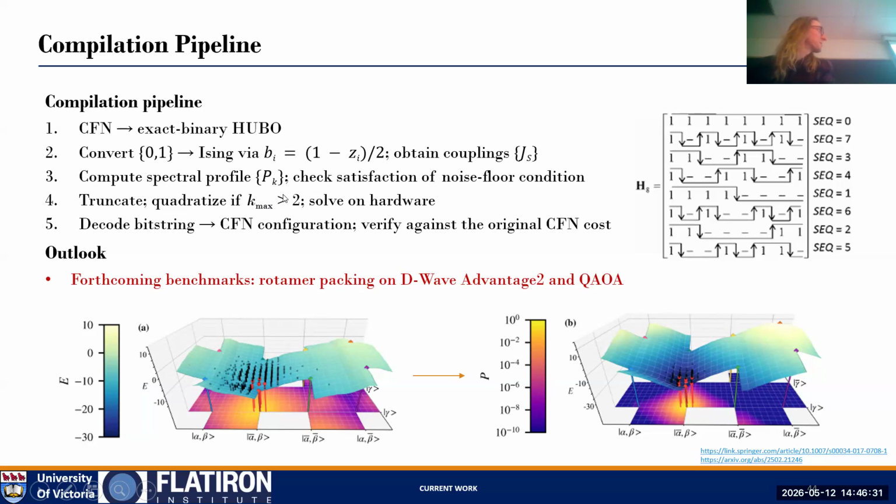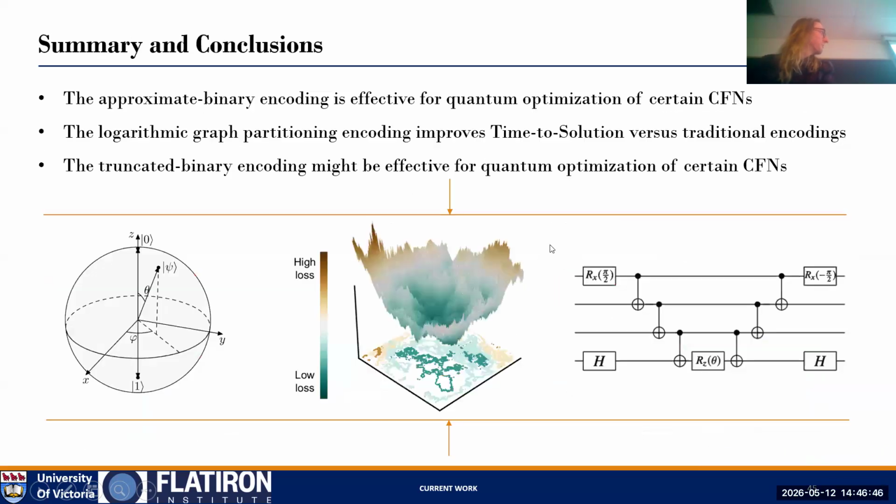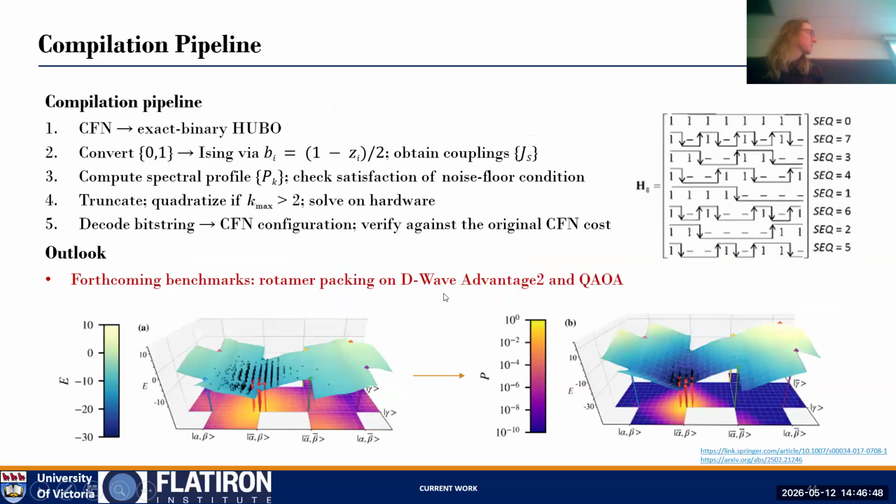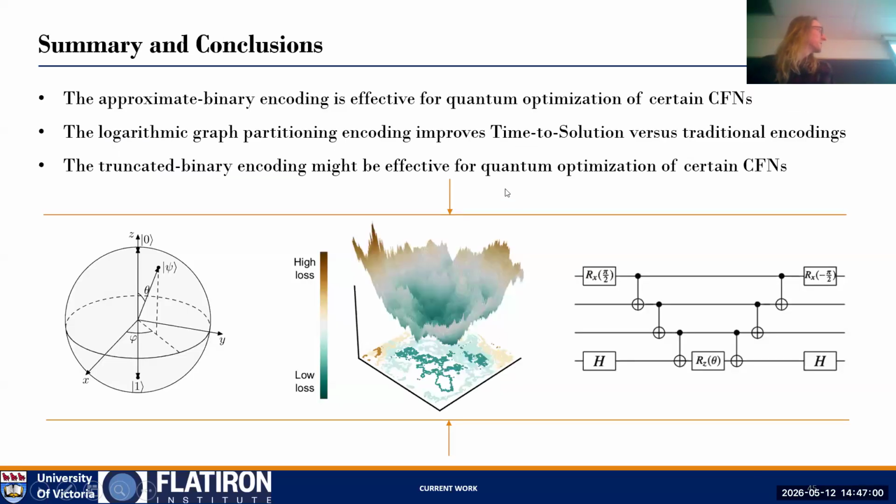If it happens to be larger than 2, we can truncate at that k max, whatever it is, and then quadratize. So even though we're not using the information theoretic minimum number of bits or qubits, we can still reduce the number and then solve on hardware. The idea is that we're taking a more rugged cost function landscape and smoothing it while still preserving the global basins. I borrowed this figure from somewhere else just for the sake of representation.